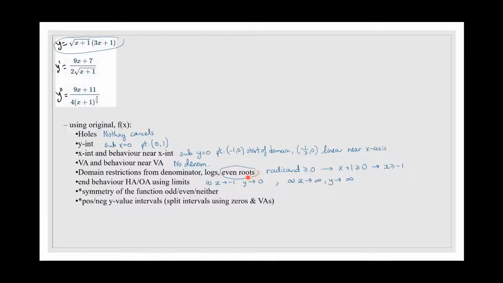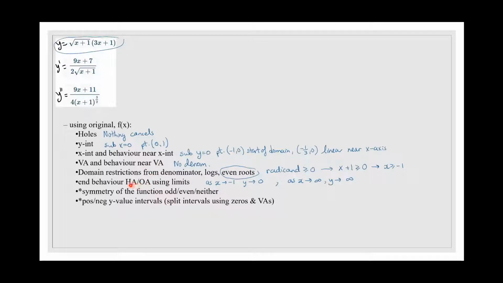So about the domain, because we do have an even root, we know that the radicand has to be greater than or equal to 0. When you solve that, you would get that the domain has to be x greater than or equal to -1. In terms of our end behaviors, the edges of the graph would be where x equals -1, and the other edge at infinity. So as x goes to -1, we can find that y approaches 0 by just plugging in a really tiny number for x to see where it approaches. You could also do the same thing for the other end behavior. You could plug in a huge number, and you'll see that y also goes to a huge number.